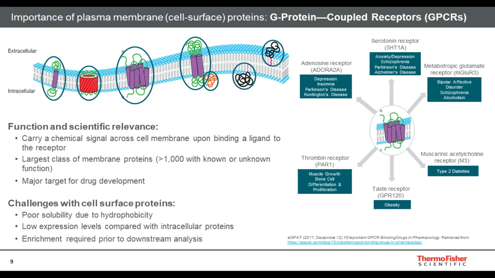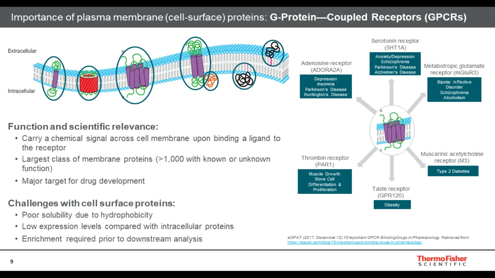One such class of proteins that present inherent difficulties are plasma membrane proteins called G protein-coupled receptors. These GPCRs are key to cell function as they play a primary role in transmitting signals across the cell membrane. They are the largest class of membrane proteins with greater than 1,000 identified and are a major drug target for genetic and immune system disorders.